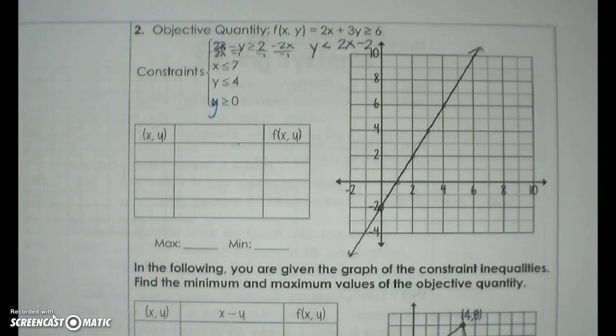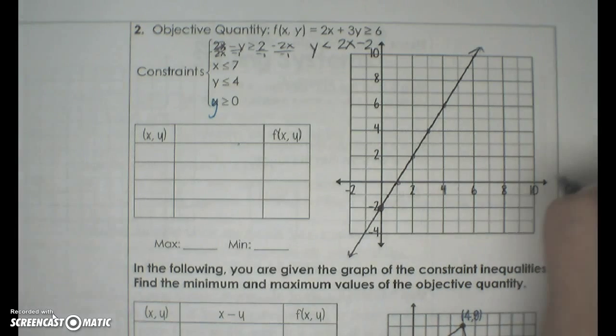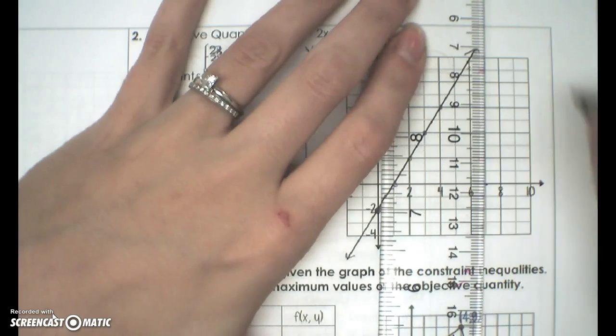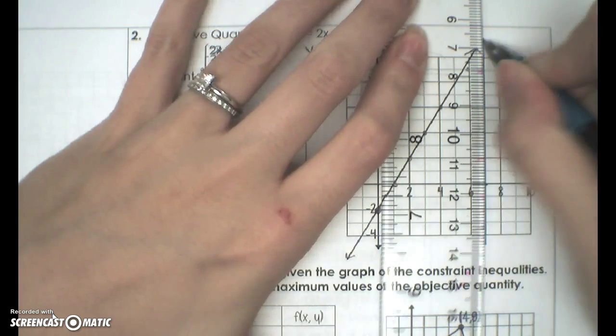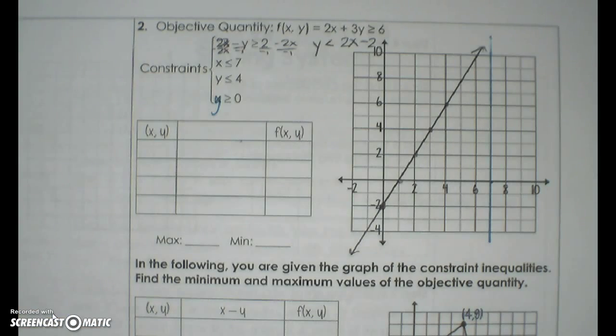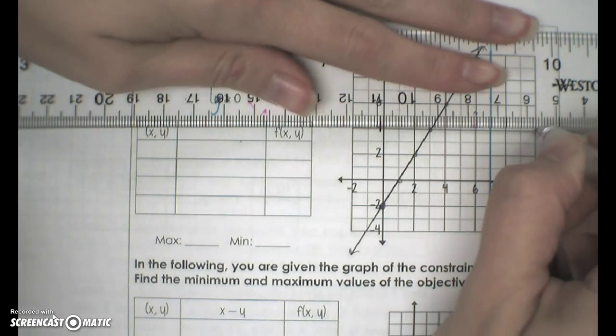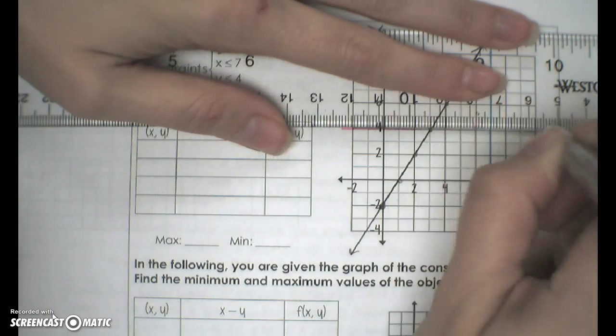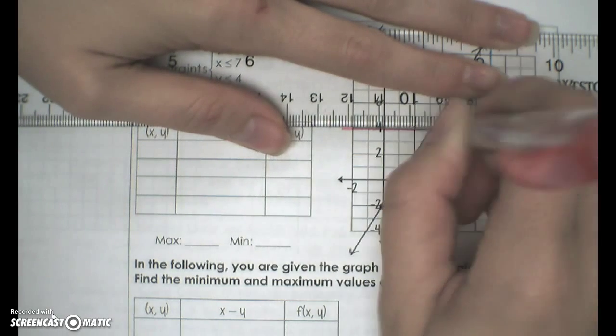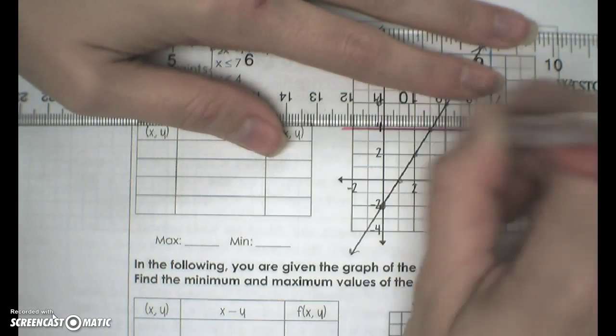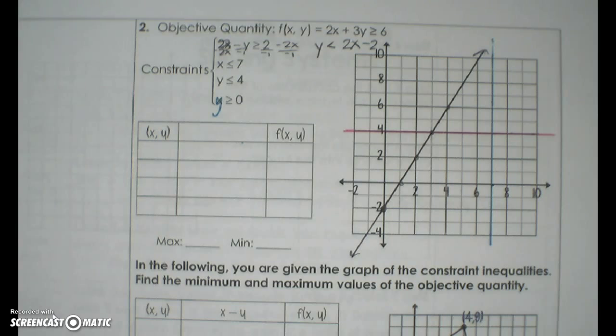And then our next line, we're going to go through the x-axis at 7. So here's my x-axis at 7. There it is. And then we have going through the y-axis at 4. Trying to make that more bold. There we go. Okay, and then we have our last one, which is going to be going through the y-axis at 0.